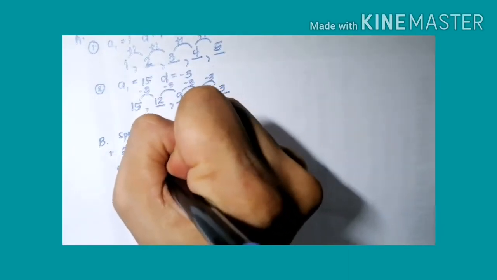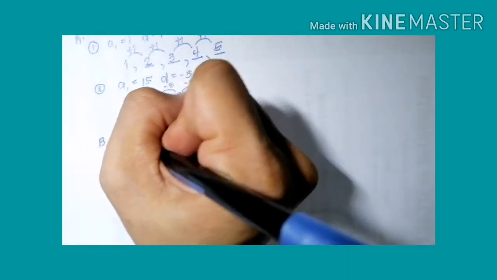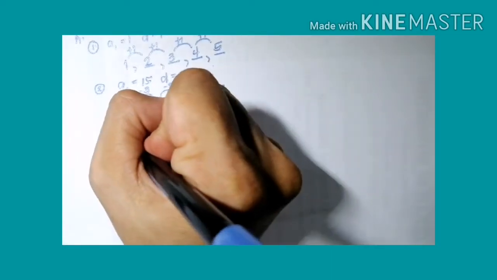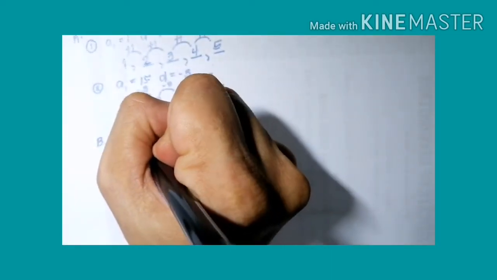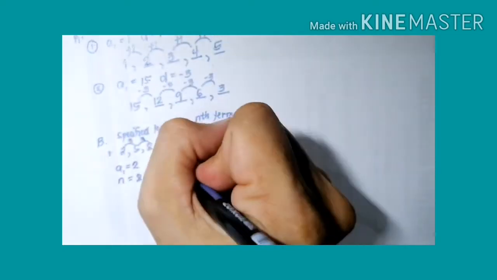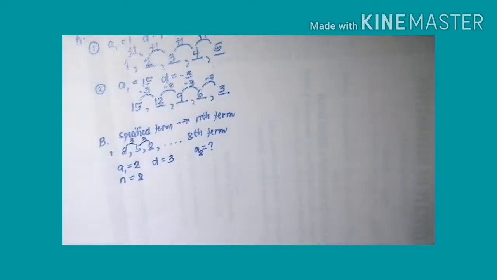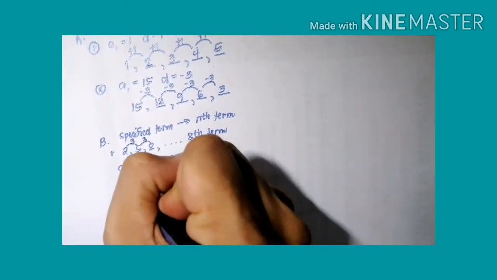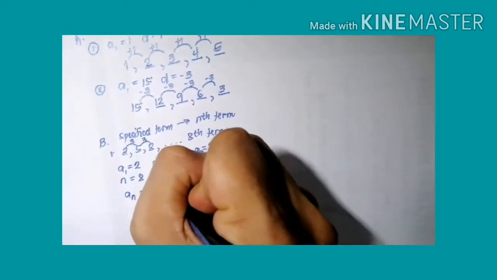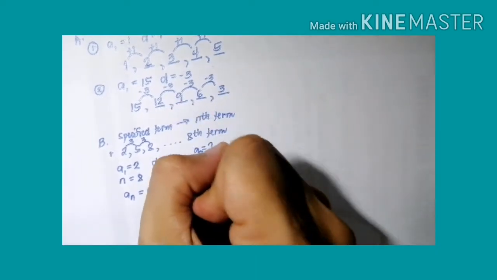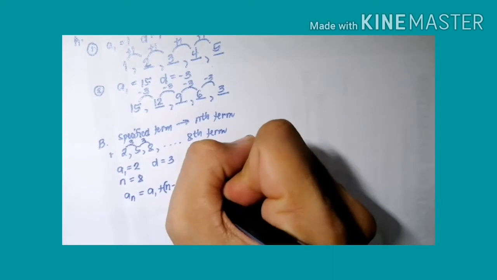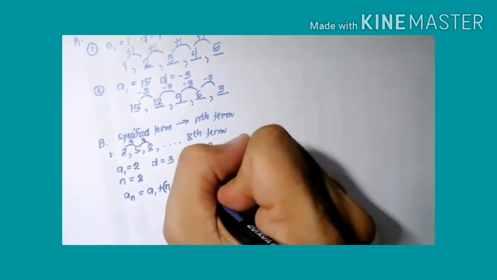And then the common difference can be found by subtracting 5 and 2. 5 minus 2 is 3. 8 minus 5 is 3. So d is equal to 3. So using the formula, a sub n is equal to a sub 1 plus n minus 1 times the common difference d.